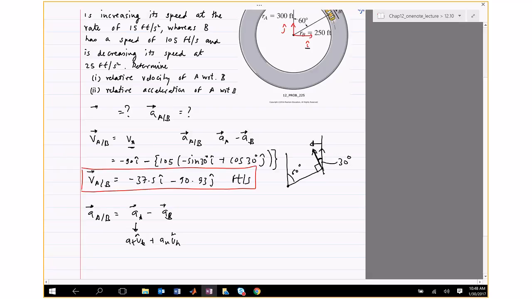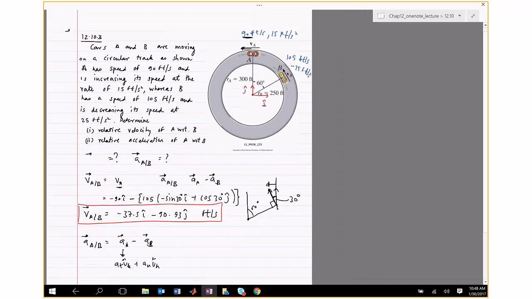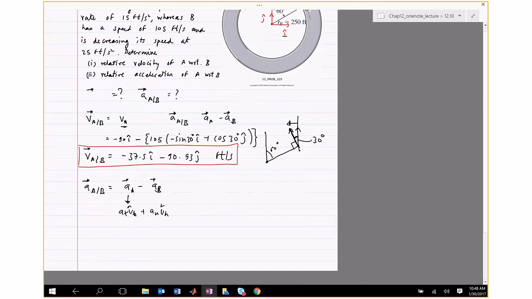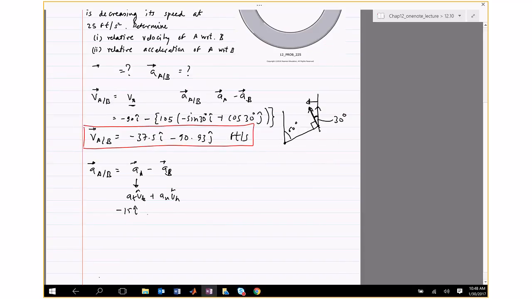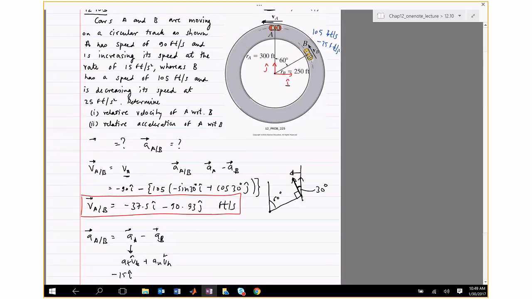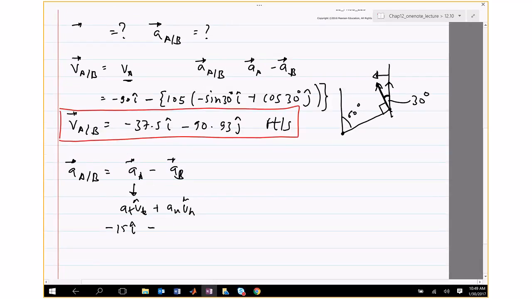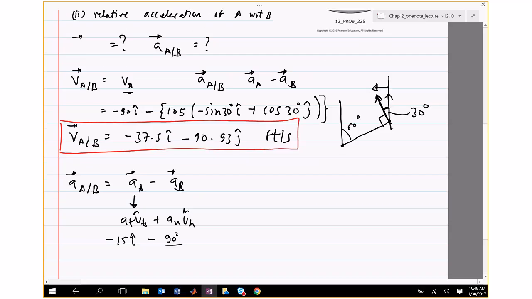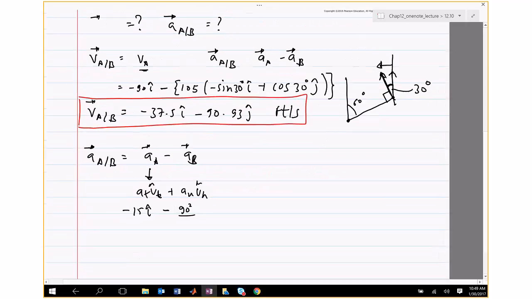Okay, aT gives the tangential component of the acceleration for A. So let's look at A. The tangential component is basically 15 feet per second squared, and it's pointing in the negative i direction. So that's minus 15i. That's the tangential component. The normal component always points towards the origin of the circle, right? And the magnitude is v squared divided by the radius. So it's going to be minus, because it points towards the origin, 90 squared divided by the radius. In this case, the radius was 300 feet. So 300.